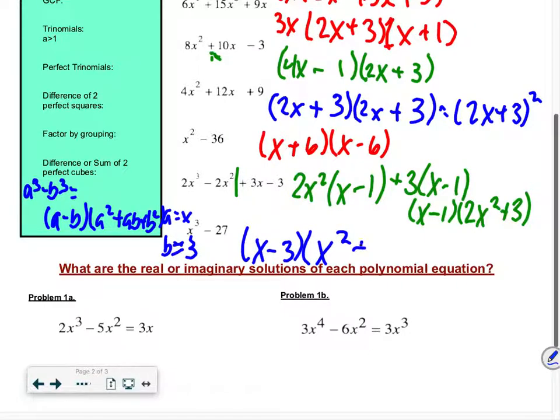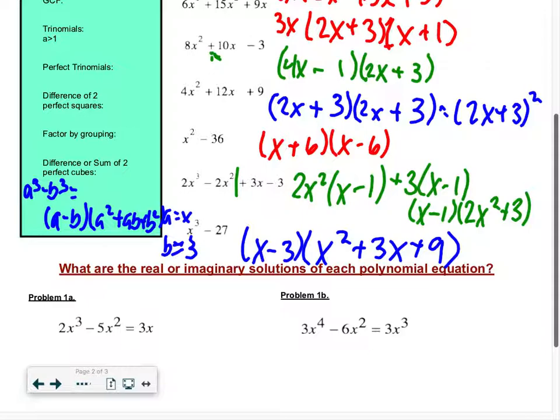x squared plus 3x plus 9. Can I simplify that? X squared plus 3x. Do you know something that multiplies to 9 and adds to 3? 3 and 3? 3 times 3 is 9.